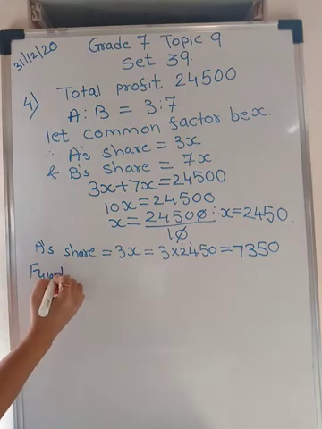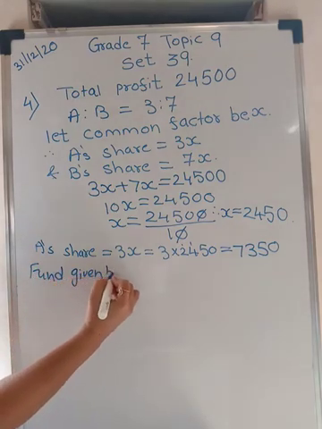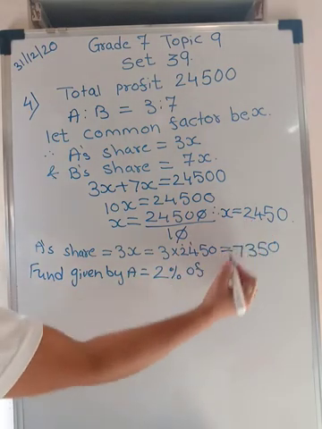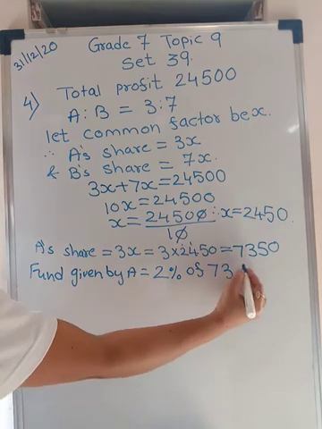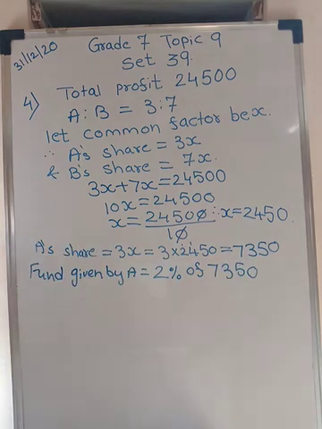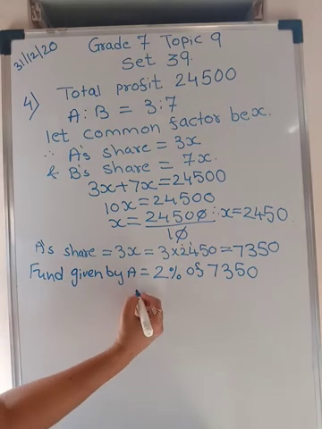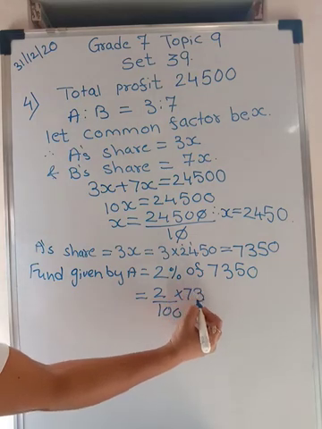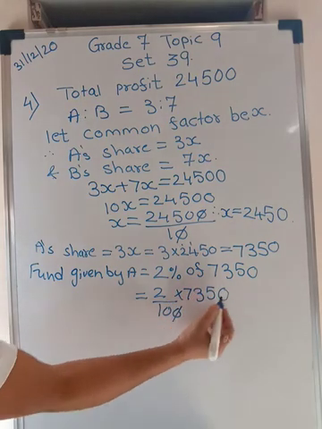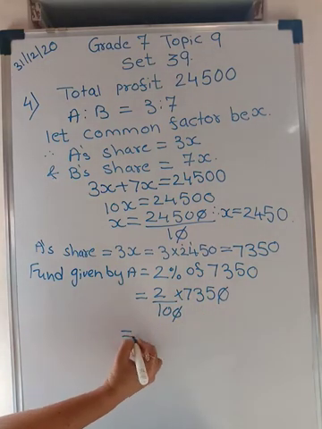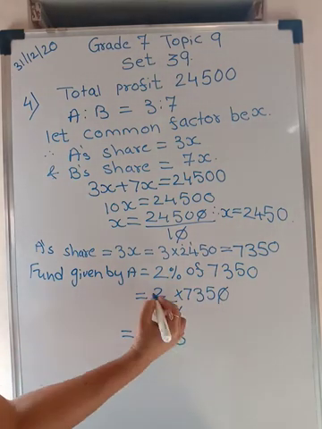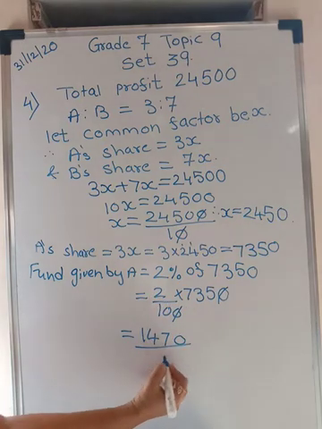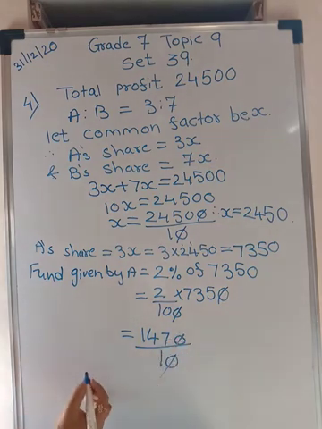Fund given by A is 2% of this 7,350, because this is the profit of A. Are you understanding me? Okay. So 2% means what? 2 upon 100 into 7350. So this 0 and this 0 gone. So what we have? 2 5s are 10 again, 2 3s are 6 and 1 7, 7 2s are 14 upon 10. This 0 gone.